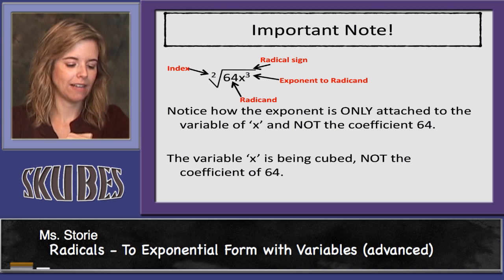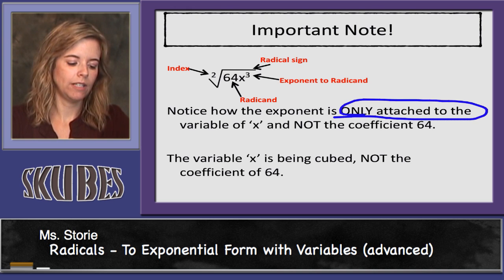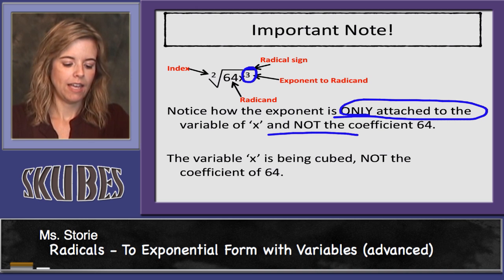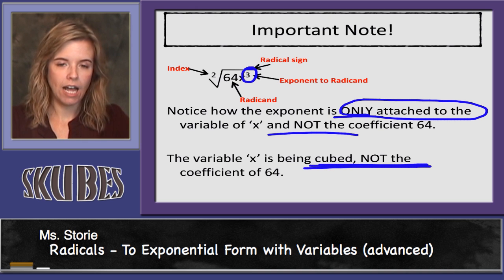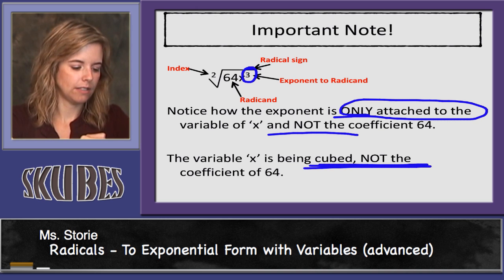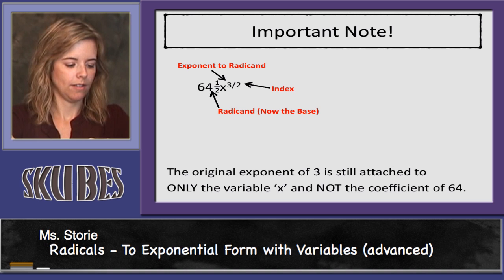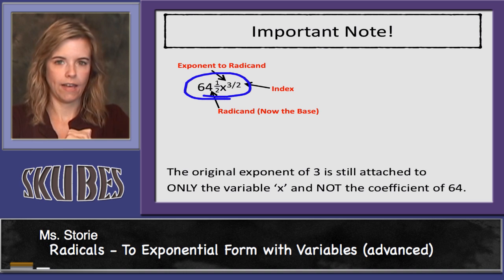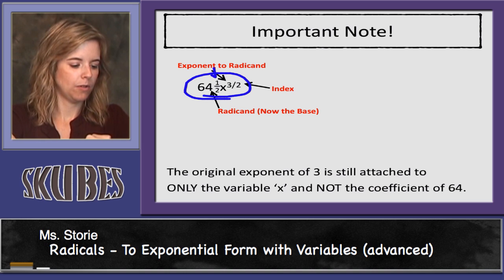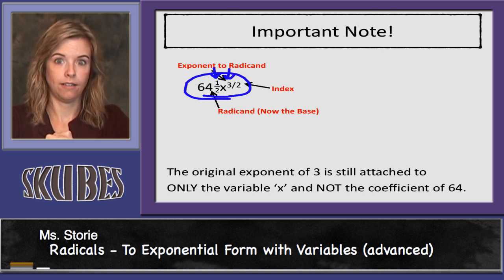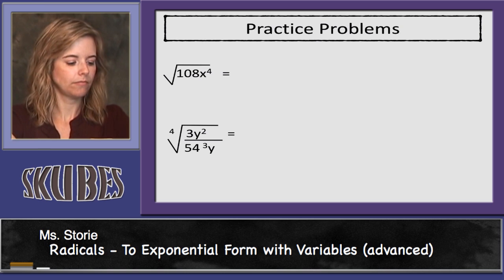Please keep in mind that the exponent is only attached to the variable of x for this 3 right there. It's being cubed, but not the coefficient of 64. The 64 has its own exponent, and it's an invisible 1. See right here? That's why it did that. That exponent of invisible 1 stays as the numerator. The exponent that was written of 3 is only attached to the x and not to the 64.